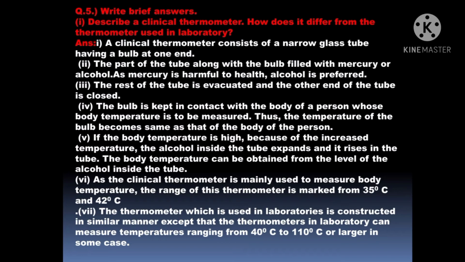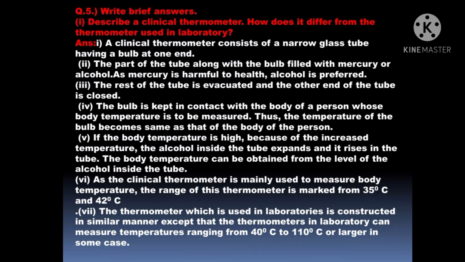Sixth point. As the clinical thermometer is mainly used to measure body temperature, the range of this thermometer is marked from 35 degrees Celsius to 42 degrees Celsius. So students, a clinical thermometer is used to measure the body temperature of the patient, or normally it is used at home also. So we know in degrees Celsius, a healthy person's normal body temperature is 37 degrees Celsius. So the thermometer ranges from 35 degrees Celsius to 42 degrees Celsius normally.